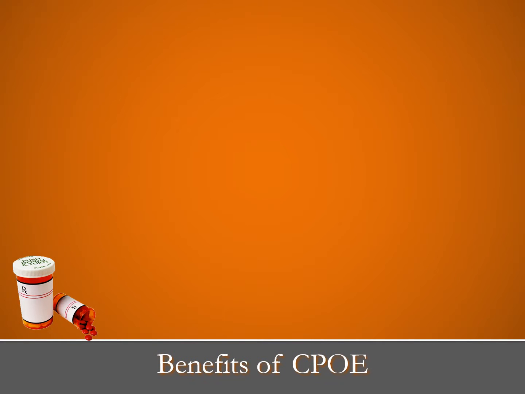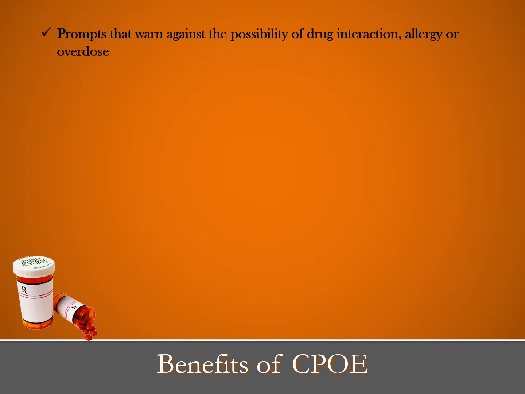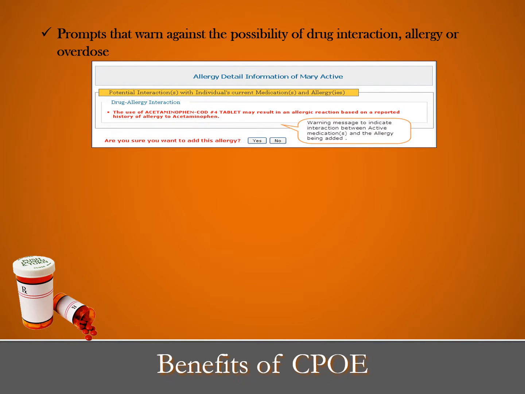So, what are the benefits of CPOE? There's a warning prompt that tells you about the possibility of drug interactions, allergies, or overdose. In the picture that you're seeing, this patient is being prescribed acetaminophen with codeine number 4 tablet. The warning that you see is that she's allergic to acetaminophen. So it's asking you, are you sure you want to add this allergy? The warning message indicates interaction between the active medication and the allergy being added. The doctor does have the power to override that, but it's kind of tricky.